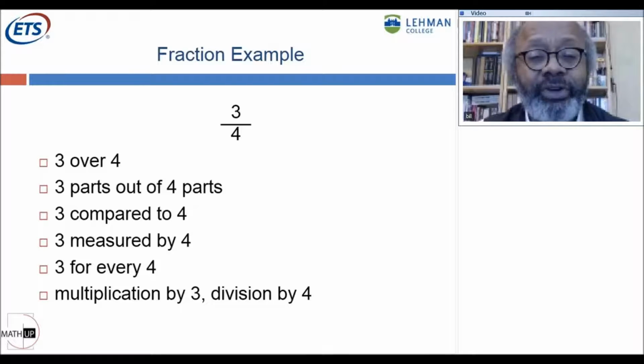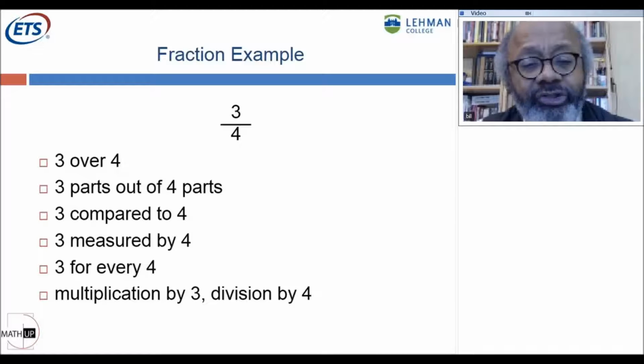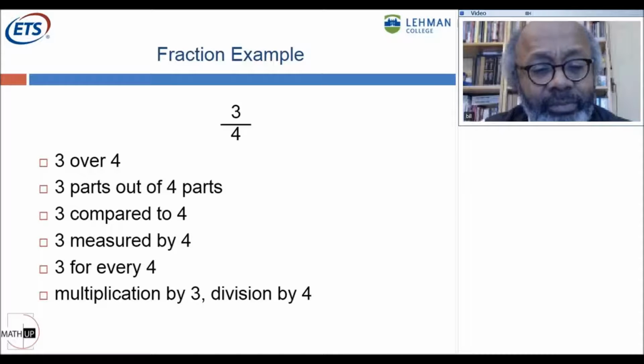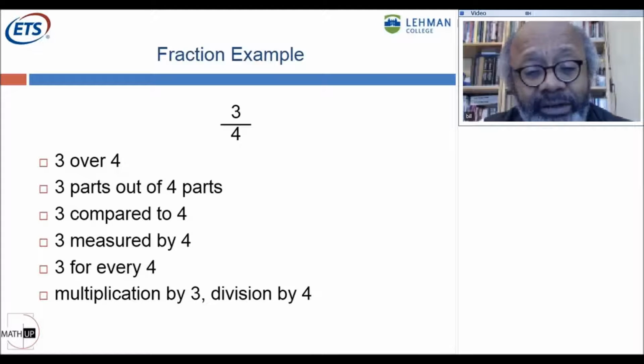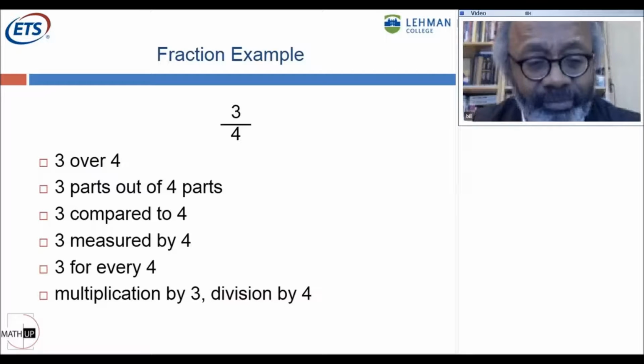And a few, I think most, are just listed here. We could be talking about 3 equal parts out of 4. We could be looking at a kind of ratio comparison of 3 compared to 4. We could look at really something which is 3 units long measured by something which is 4 units long. We could be talking about groupings of 3 out of every 4. We could be talking about a compound operation, multiplication by 3 and then division by 4.